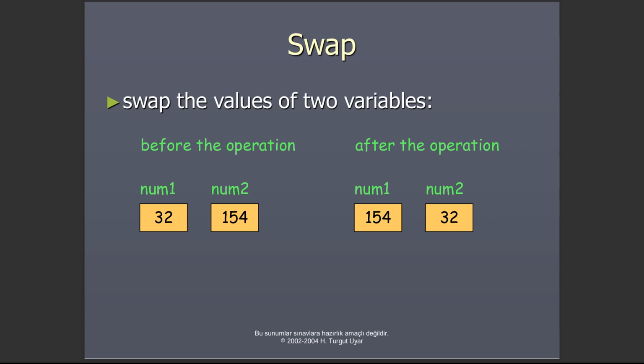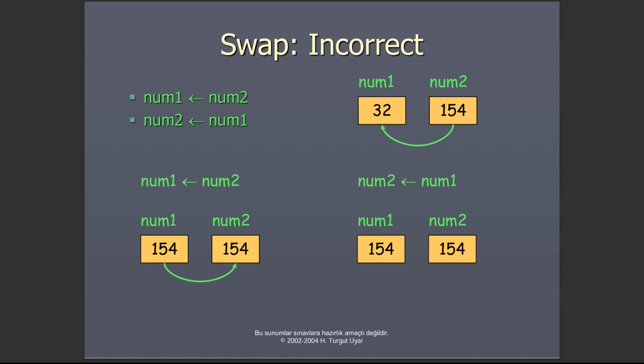Look at how it works. There are two methods. The first method is incorrect. Here's an example of swapping done incorrectly. If num1 is num2 and num2 is num1, what happens? First num1 takes the value of num2 and then num2 takes the value of num1. But now what variables have the same value? As you can see, num2 is 154, num1 is 154 and num2 is 154. This is not what we want. Swapping doesn't work this way. So we need a better method.